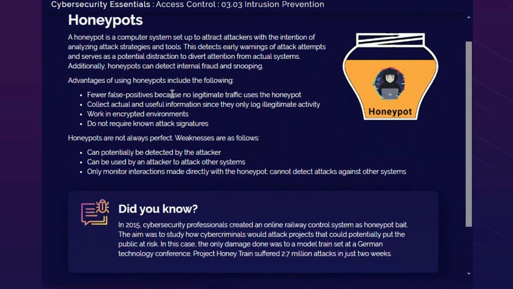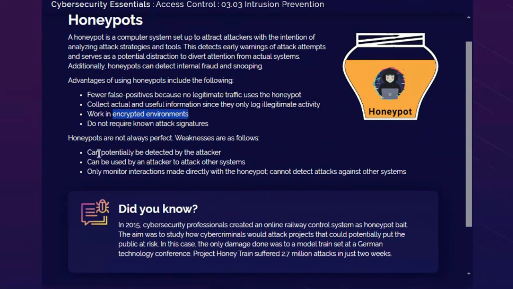So advantages of using honeypots include the following. Fewer false positives because no legitimate traffic uses the honeypot. It's set up intentionally to not be a real user on the network. It collects actual and useful information since they only log the illegitimate activity. It works in encrypted environments, and it does not require known attack signatures because they're just catching anything that is attracted to the honeypot.